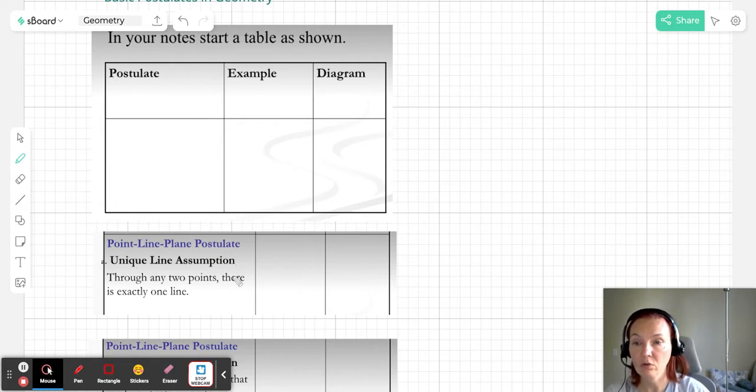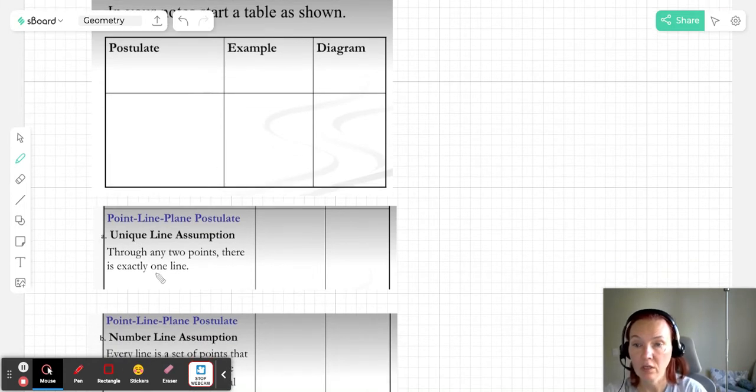We will start with the unique line assumption, which says that through any 2 points, there is exactly one line. If I'm drawing a point and another point, there is only one line I can draw through those 2 points. I cannot move it any other way so that any other line goes through those 2 points. There is only one line that can go through those points A and B. That's a diagram, which is an example, right? We can draw line AB through those 2 points A and B.